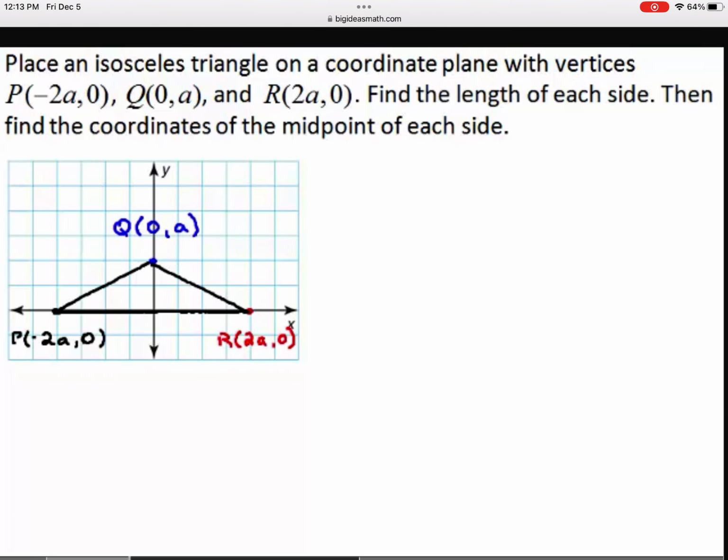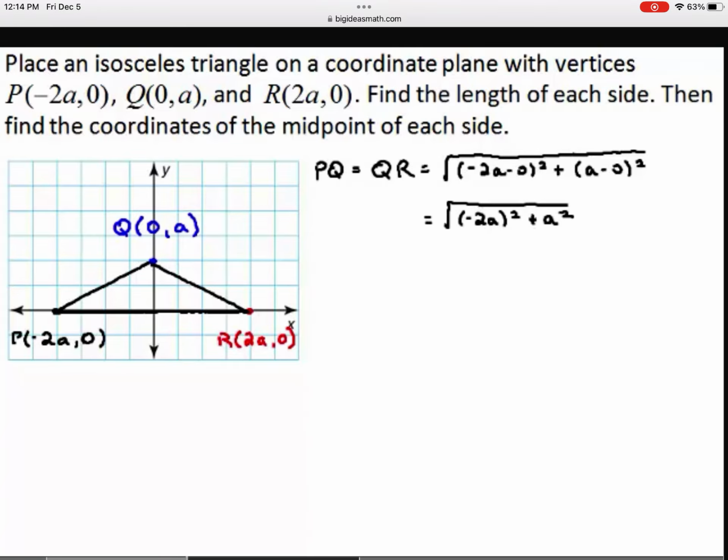Next, find the length of each side. Notice that because this triangle is an isosceles triangle, PQ will equal QR. Using the distance formula, PQ equals QR, which is equal to the square root of the quantity (-2a minus 0) squared plus the quantity (a minus 0) squared. Simplifying gives the square root of (-2a) squared plus a squared, which simplifying again gives a times the square root of 5. Then PR equals 4a because 2a minus negative 2a equals 4a.